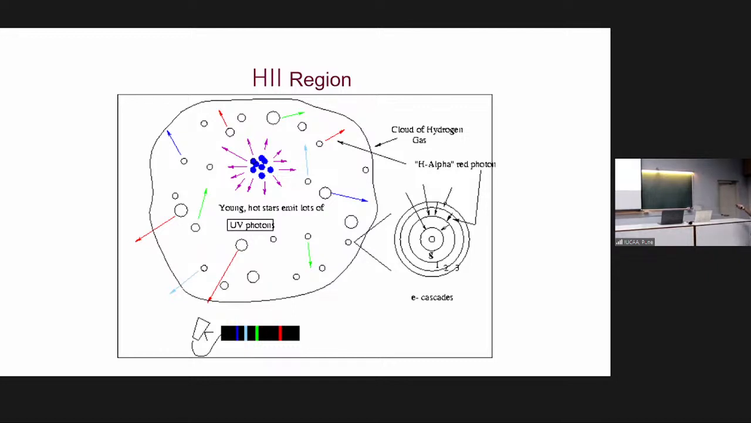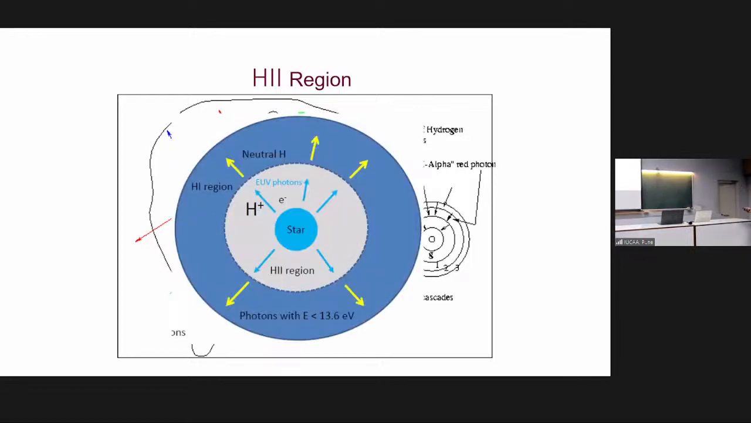So if we are detecting H alpha emission, it is actually indicating the presence of ionized hydrogen. It is coming from neutral hydrogen, but it is telling us about ionized hydrogen. This is an important point. Most of the photons, because we need 13.6 electron volts or higher to ionize hydrogen, are absorbed in the H2 region itself. They rarely escape.